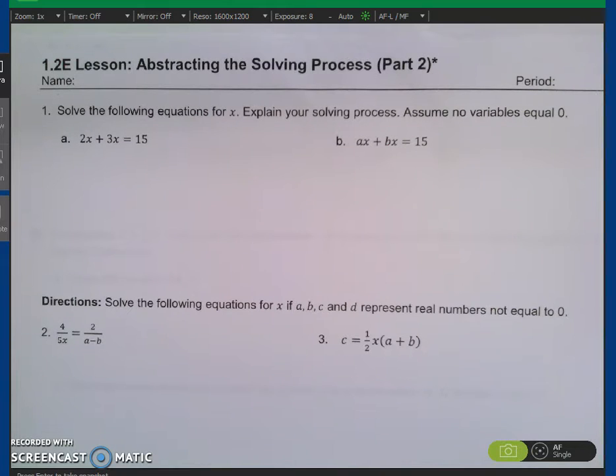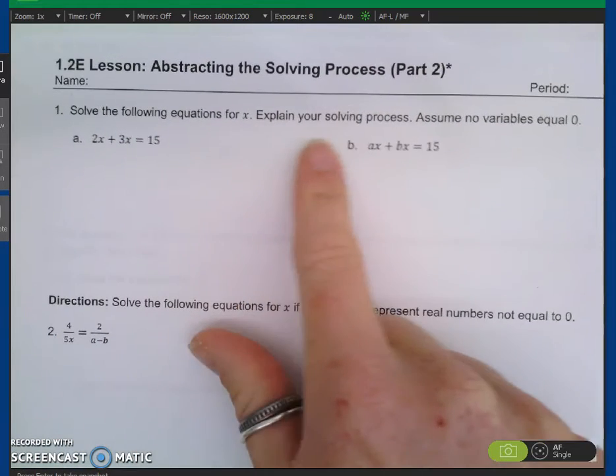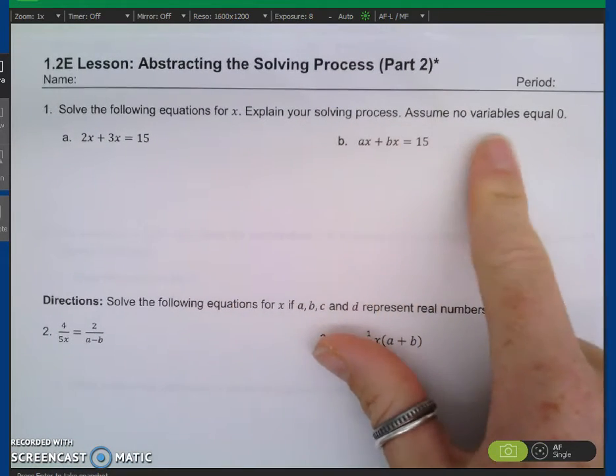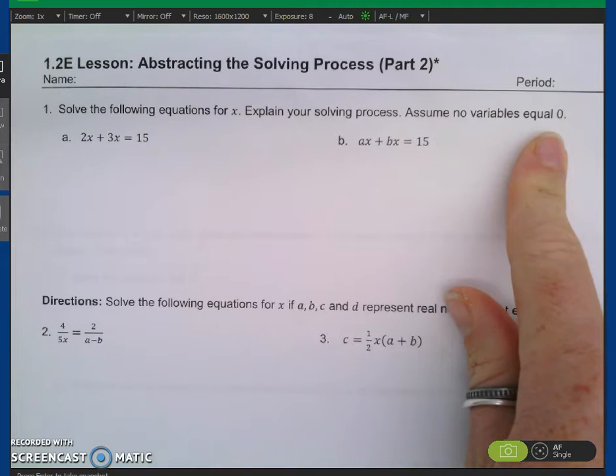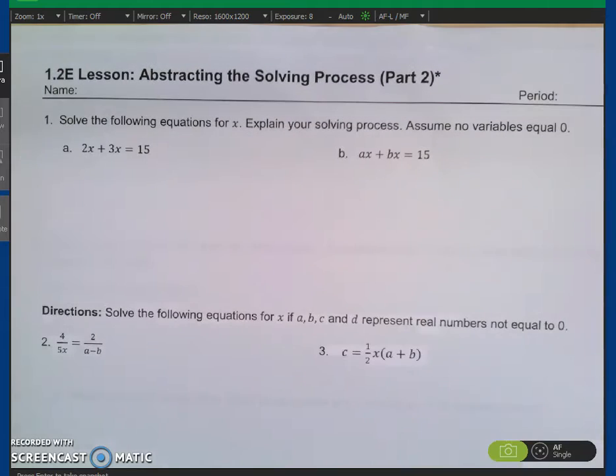So let's look at the directions for number 1. We're going to solve the following equations for x. Explain your solving process and assume no variables are equal to 0. Remember, we can't have variables equal to 0 because then if we ended up dividing by them, you can never divide something by 0. It's undefined.